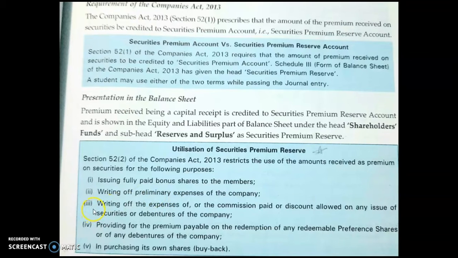Then the third utilization is writing off the expenses or the commission paid or discount allowed on any issue of the securities or debentures of the company. Next is providing for the premium payable on redemption of any redeemable preference shares or of any debentures of the company. And the fifth utilization is in purchasing its own shares. So these are the five utilizations of securities premium reserve. So the reserve money or securities premium amount which is collected by the company can be used in these five ways.